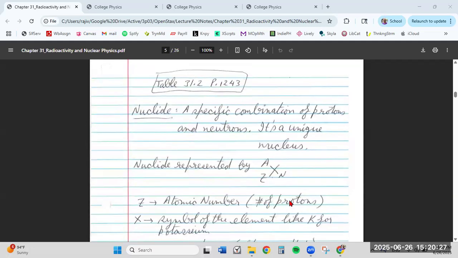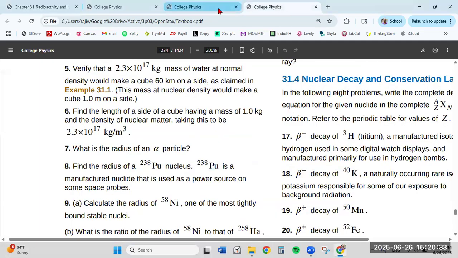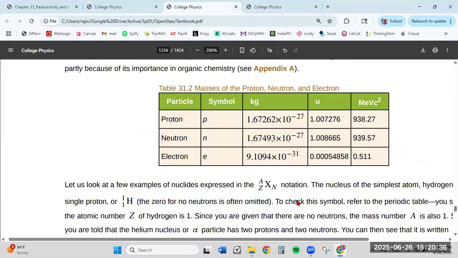There's a table in the book which gives you the masses of the three particles. So you have the proton with the symbol p. This is table 31.2. And it has a mass of 1.67262 times 10 to the negative 27 kilograms. And then this many atomic mass units. And then that's the mass in MeV per c squared. So it's a good reference if you need to use these masses.